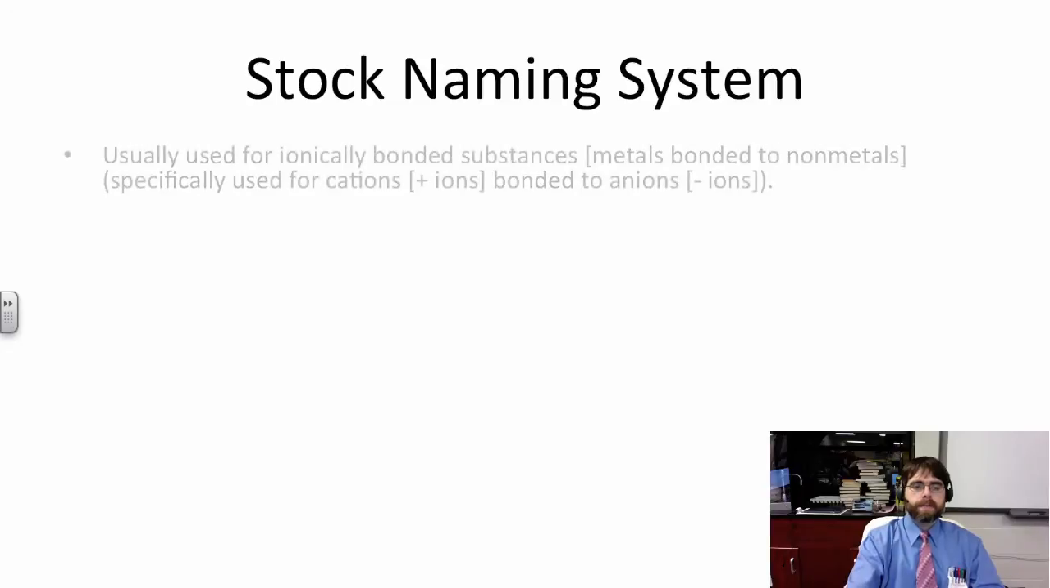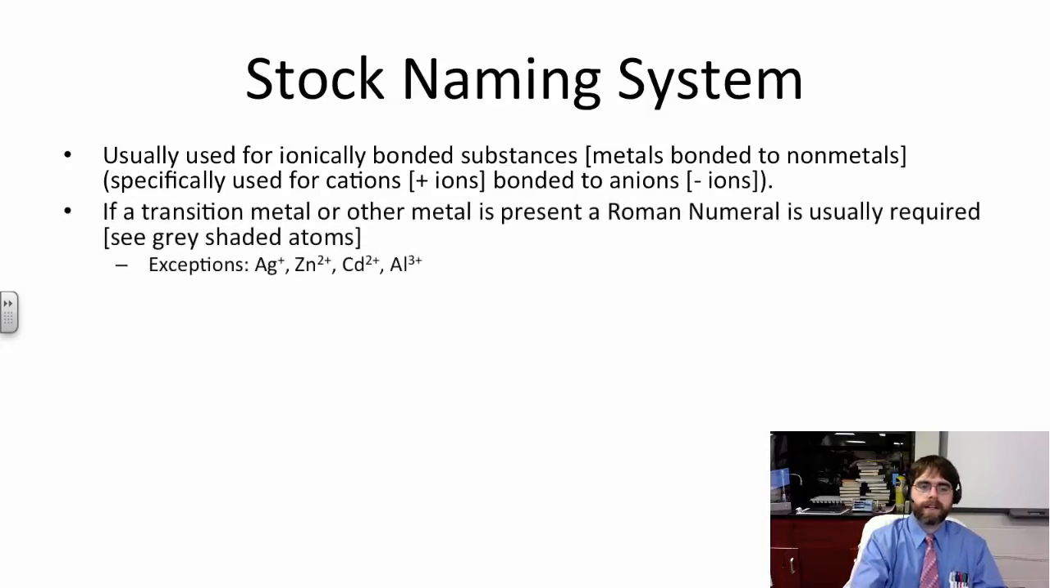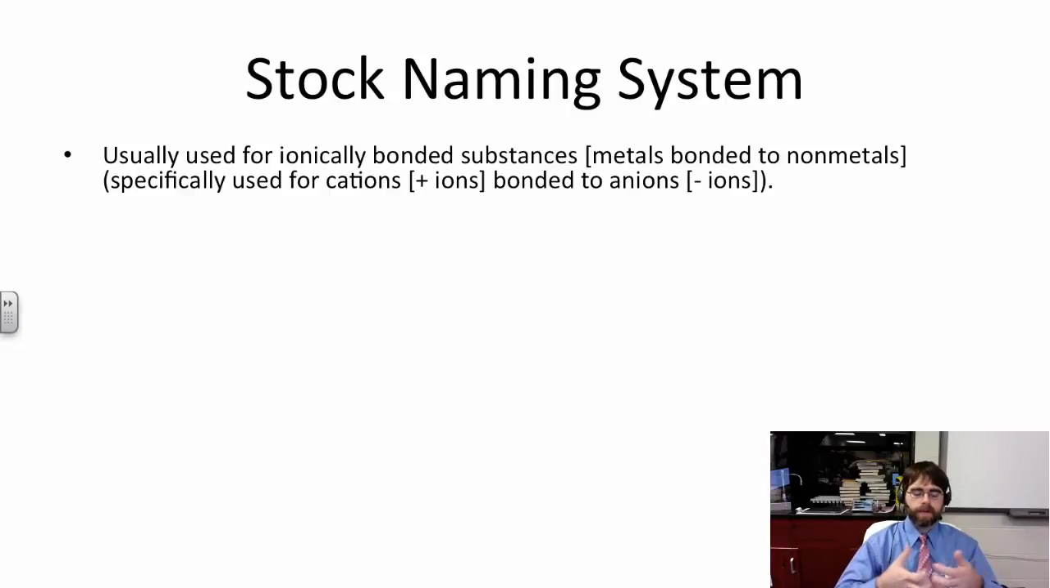So the stock naming system is used for ionically bonded substances. Usually that's a metal bonded to a non-metal, but specifically it's cations, or positively charged ions, bonded to anions, or negatively charged ions. And the reason for stating it with cations and anions is because of the polyatomic ions. Polyatomic ions frequently are anions. There is ammonium as the sole major cation, but that makes it so that we should really state it as cations bonded to anions rather than metals bonded to nonmetals.